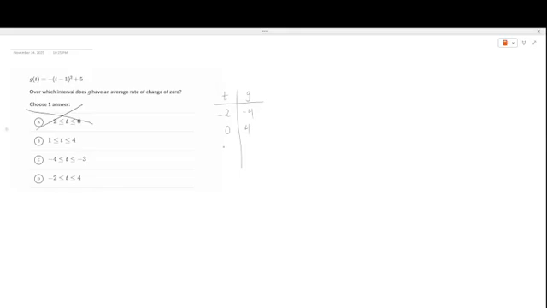Okay, so we will write a new table, or we can add on to our other table. Okay, so our points for option B are 1 and 4.